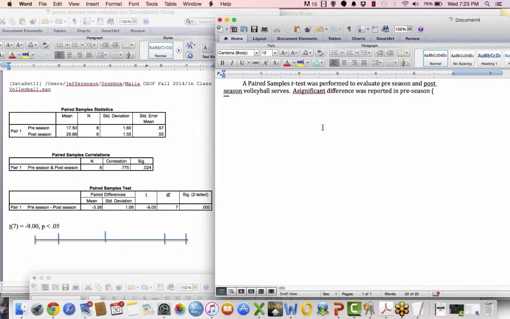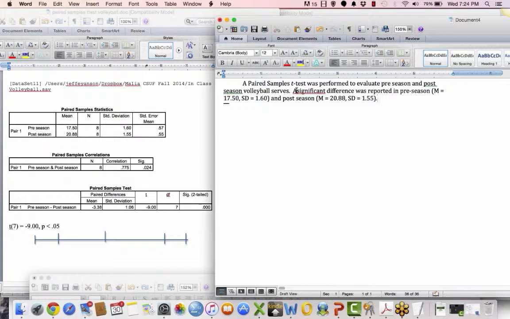Okay, and then now you're going to do your mean. So it's capital M equals 17.50, comma, SD equals 1.60, and postseason mean equals 20.88, comma, SD equals 1.55. Okay, period.